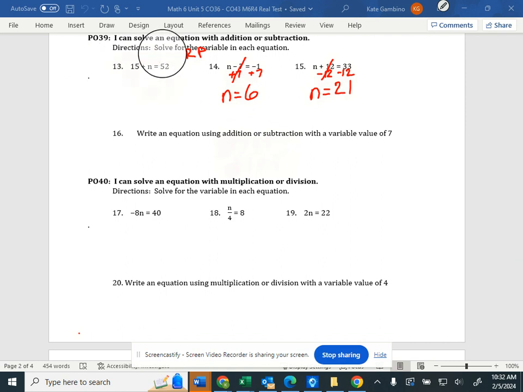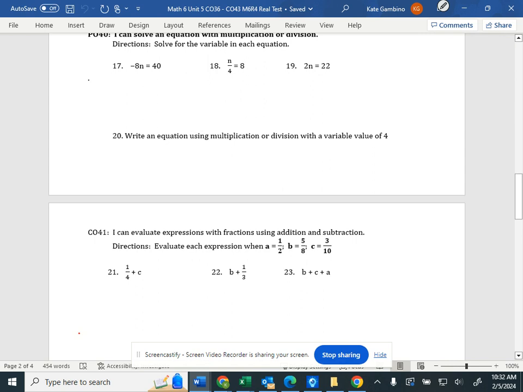Then we have our one step with our multiplying or dividing. Again, we do the opposite operation. So if negative 8 next to the n is multiplying, we're going to divide. Notice how it's a negative 8, so we need to divide by negative 8. Negative divided by negative is a positive. Positive divided by negative is a negative. So it should have been negative 5.